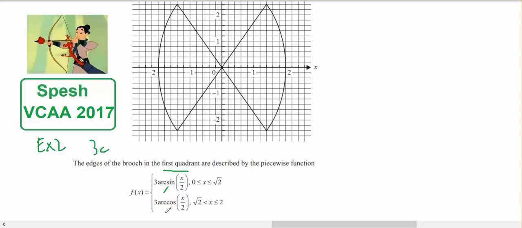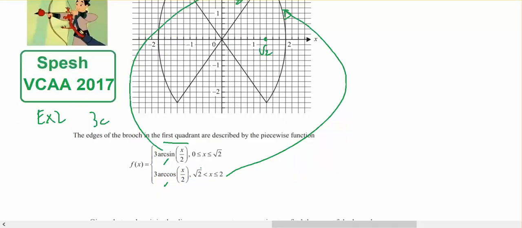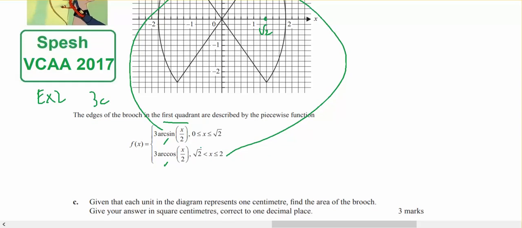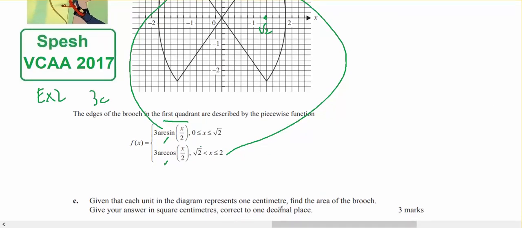by these two curves. So 0 to root 2, so this must be root 2 here, and then root 2 to 2, so this is going to be the arc cosine curve, and this will be the arcsin curve. And the question's asking us to find the area of the brooch correct to 1 decimal place.